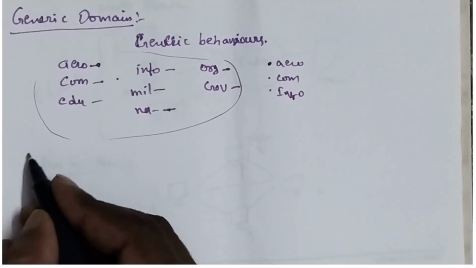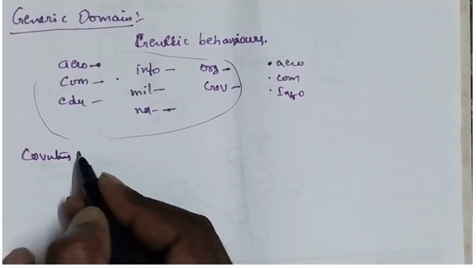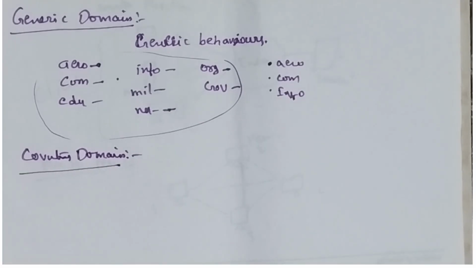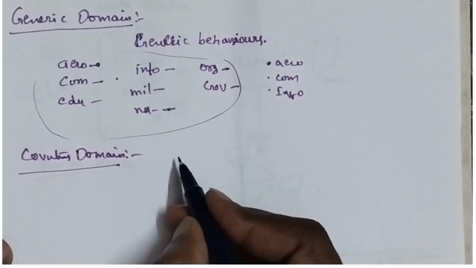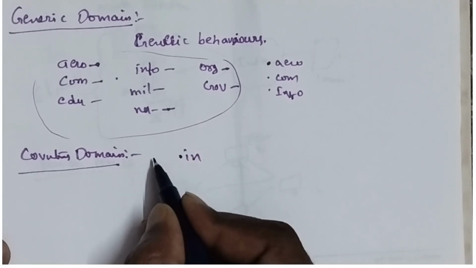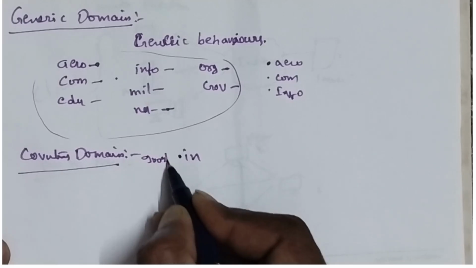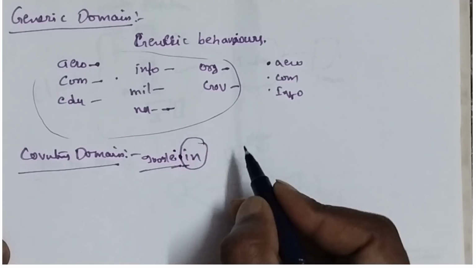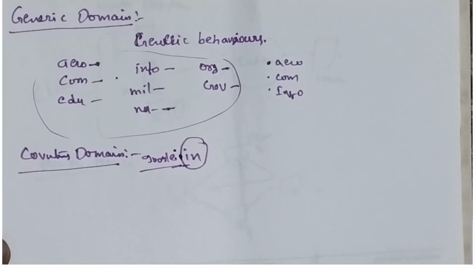Next one is the country domain. The format of the country name is the same as the generic domain, but here it uses only two characters for the country abbreviation. For example, some websites end with .in. Google.in is the domain name, and the last two characters specify the country name.